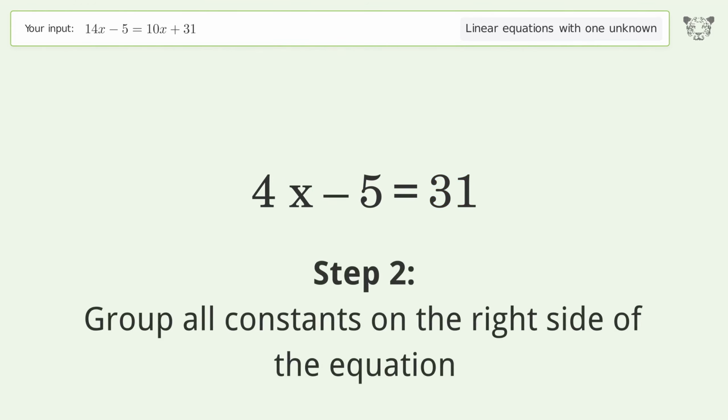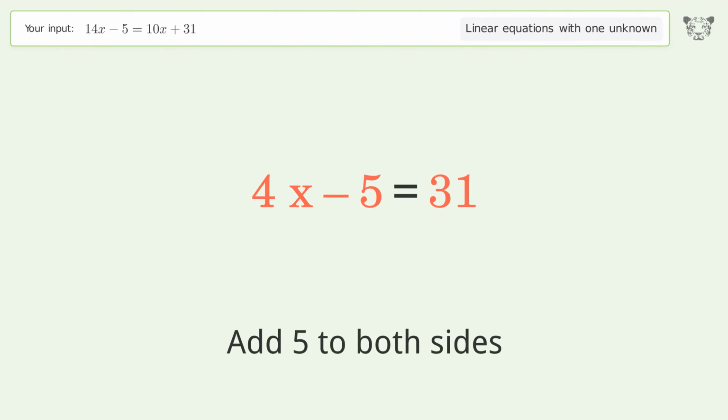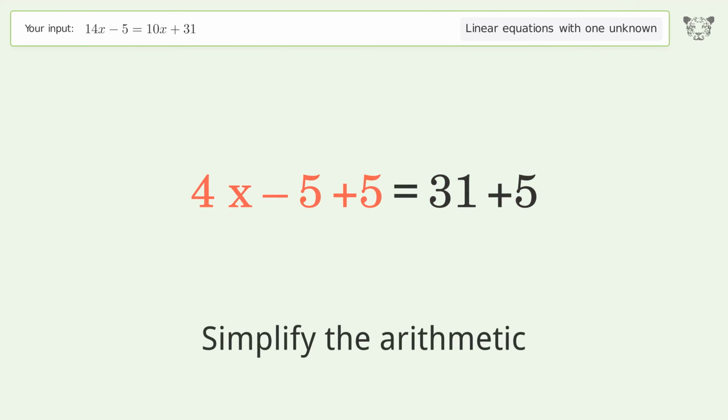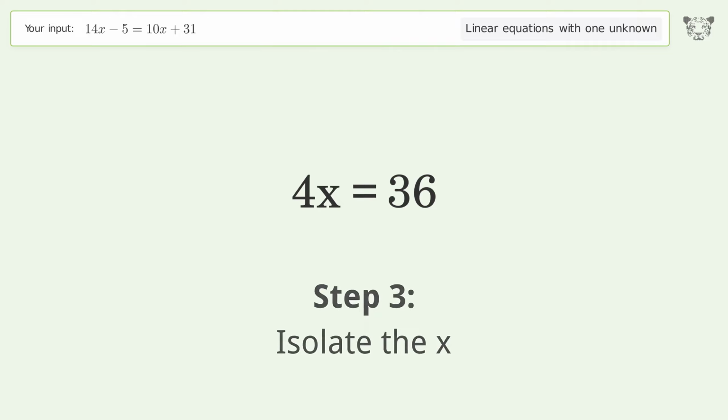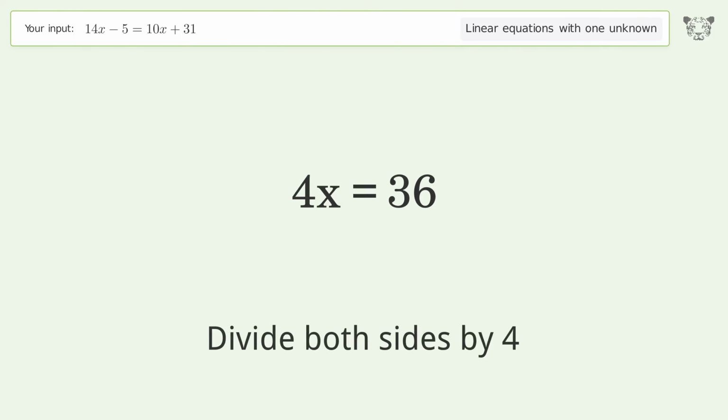Group all constants on the right side of the equation. Add 5 to both sides. Simplify the arithmetic. Isolate the x. Divide both sides by 4.